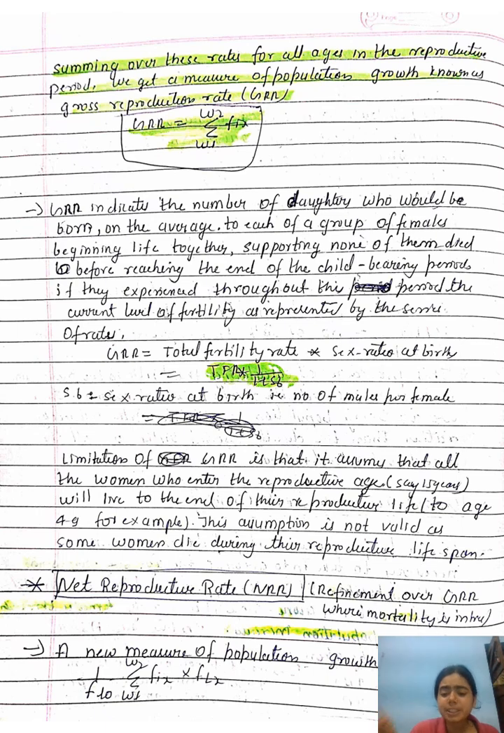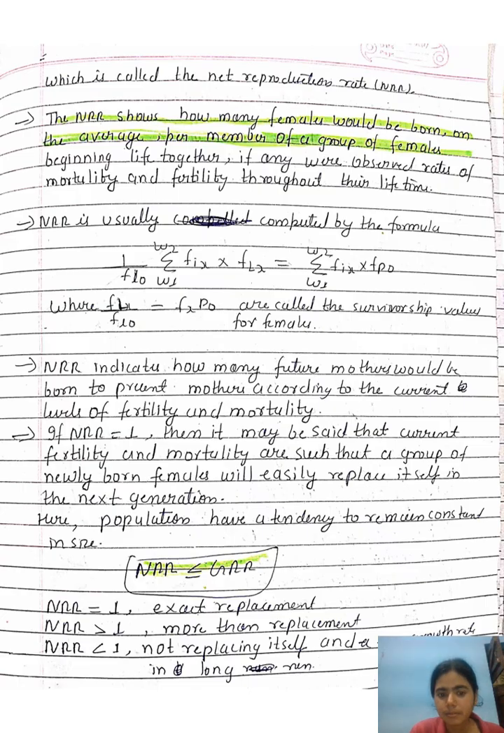And in the net reproduction rate, we consider the fact that some girls will die before reaching the reproductive stage. Net reproduction rate is less than or equal to gross reproduction rate, and a net reproduction rate of exactly one means exact replacement.